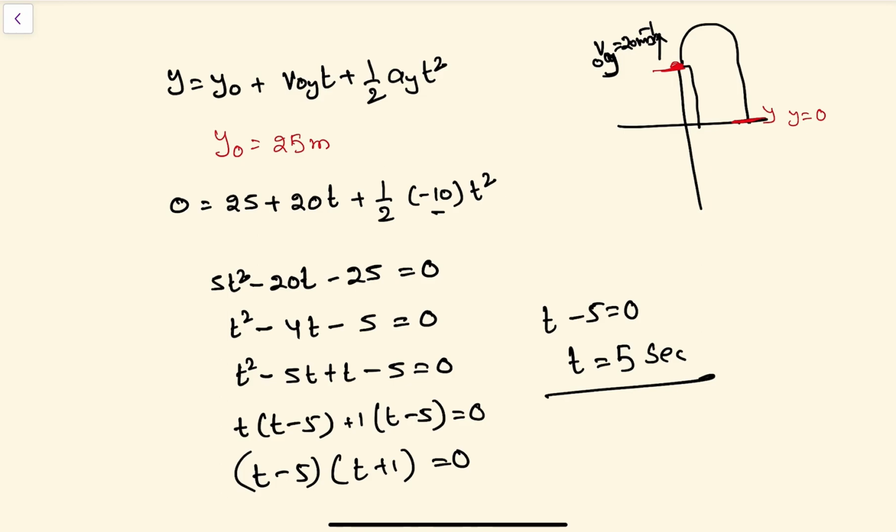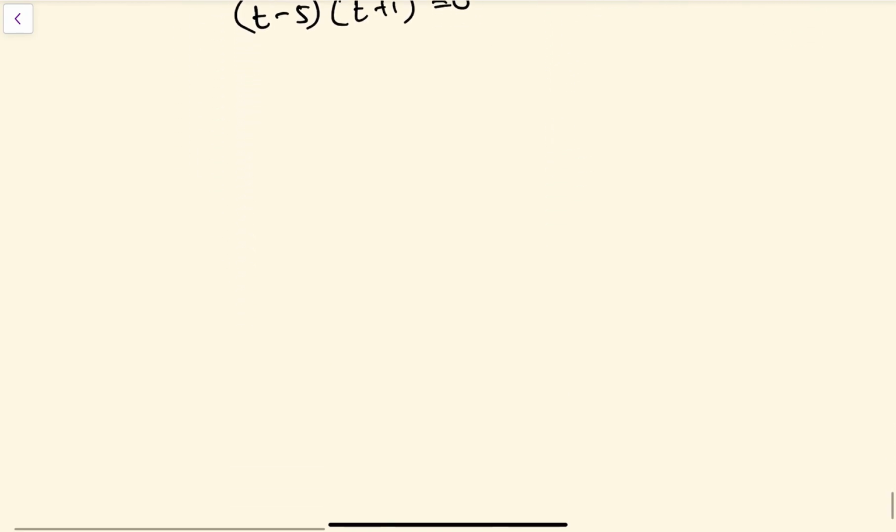So if you are choosing that this is the origin, right? If you are choosing this is the origin, what is the y value? It becomes 0. If you are choosing this is the origin, what is the y naught value? Of course it is positive 25. This is 25. Where is the launching point? This is the launching point. I hope you understood this problem.